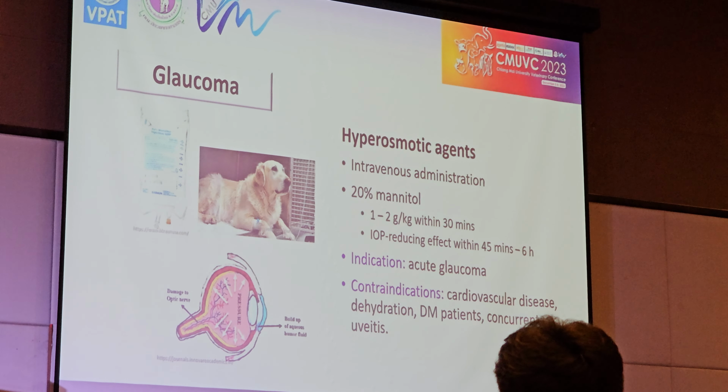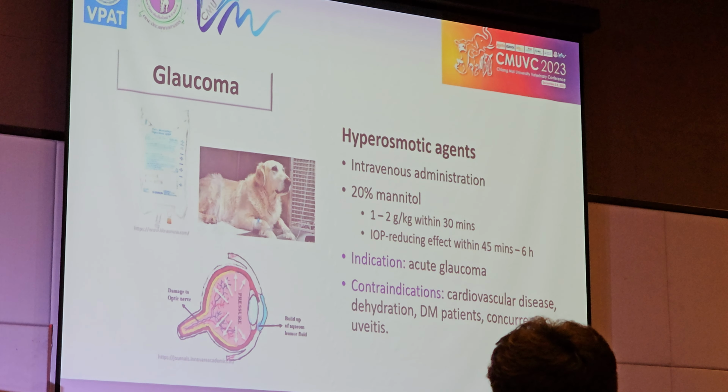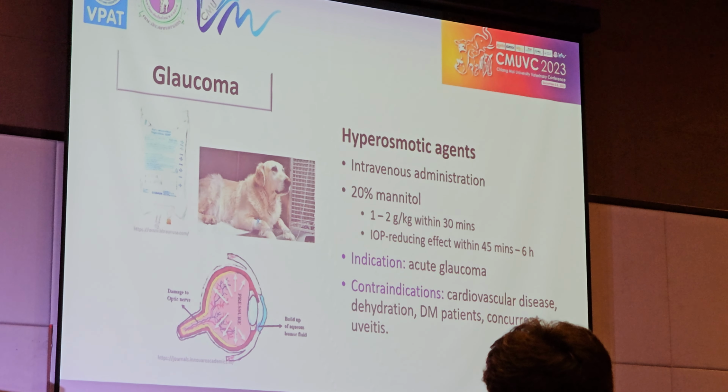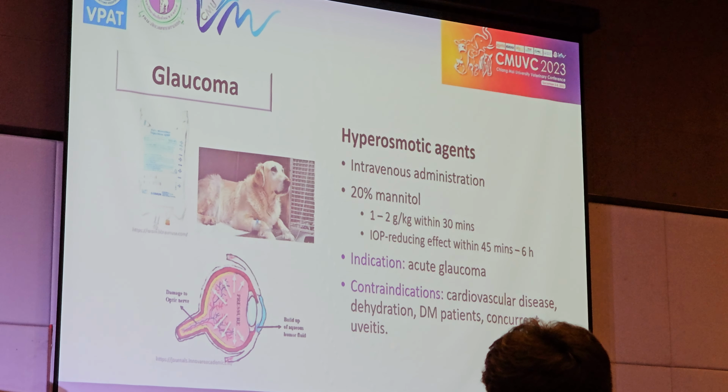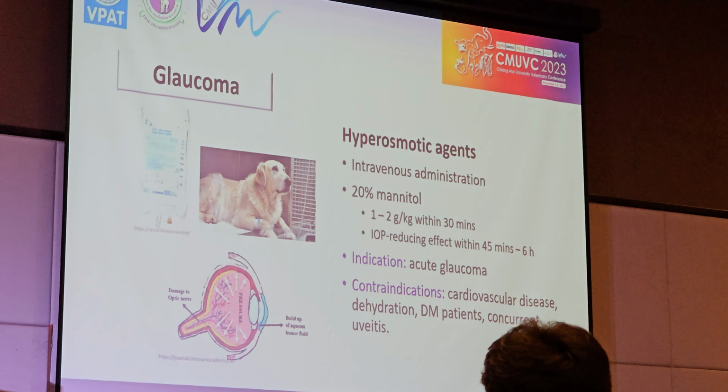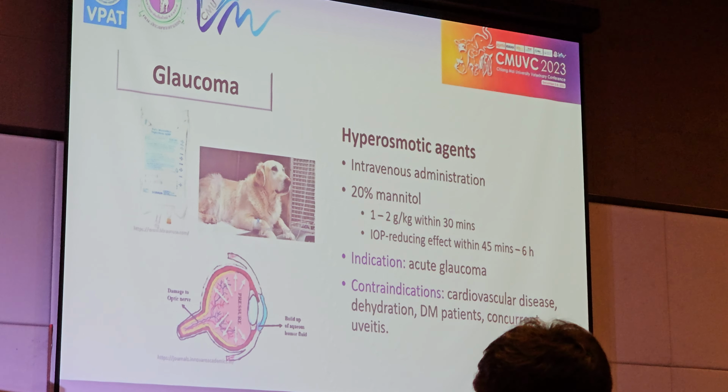And the last one is the systemic use of hyperosmotic agents such as 20% mannitol. It is given by the intravenous route at a dose of 1 to 2 grams per kilogram within 30 minutes. The intraocular pressure reducing effect shows within about 45 minutes to 6 hours, and the indication for use is in acute glaucoma cases. The contraindications of use are cardiovascular disease, dehydrated patients, diabetic patients, and concurrent uveitis.